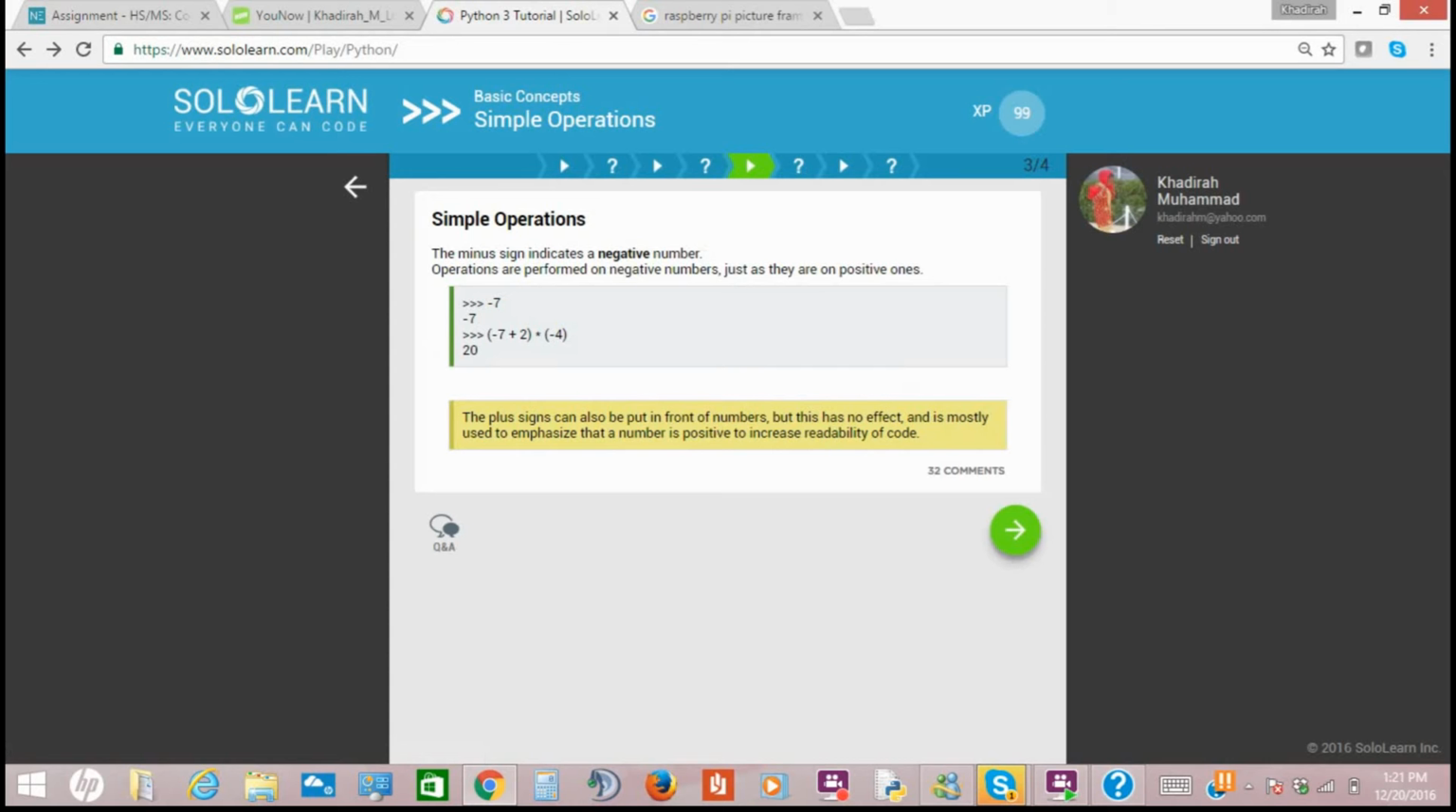The minus sign indicates a negative number. Operations are performed on negative numbers just as they are on positive ones. So the example has -7 and the output would be -7, and then -7 plus 2 times -4 is 20. So you may need to use a calculator for this.